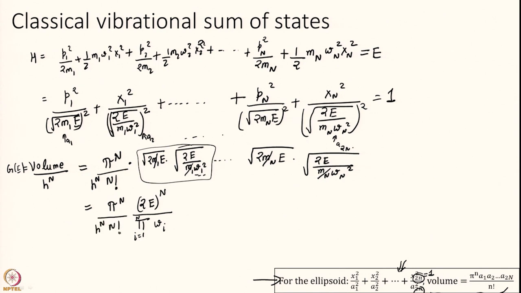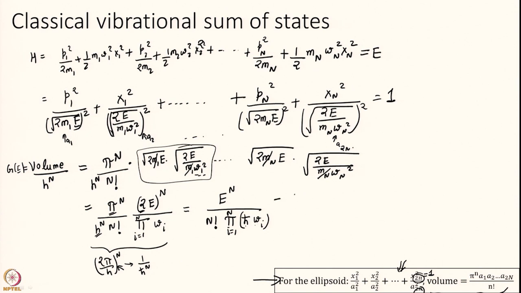So, I will just write it in a form that is more amenable to us. This I will write as e to the power of n divided by n factorial into the product of, see carefully what I am doing, h bar into omega I. So, I notice I have here pi into 2 by h to the power of n. You see this constant h, 2, pi, I have taken them out and written it in this form. This is nothing but 1 by h bar to the power of n, and I put 1 h bar for each omega I. Omega I is feel lonely, so I have to provide them with h bars. Okay? So, I get this expression. So, this is what g of e finally is for me.